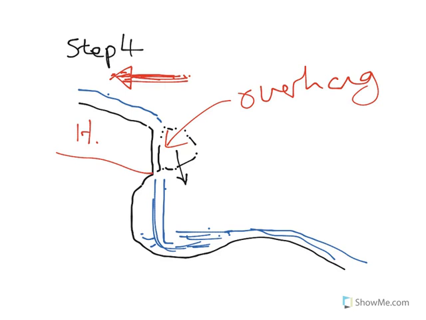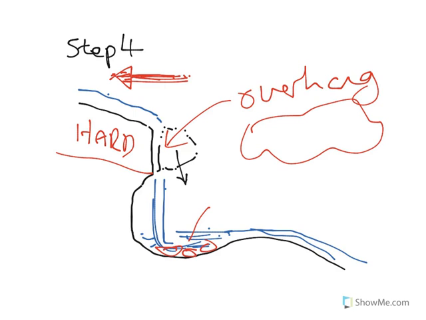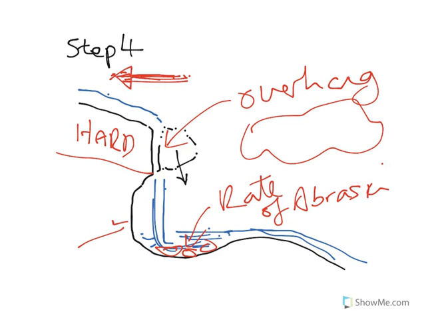Okay, so this is the hard rock again, just to remember. And you want to explain that that's now dropping. So that's no longer there. Obviously, when the overhang collapses, lots of rock gets added to the base of the plunge pool, which further increases the rate of abrasion. Okay. And the process is going to repeat all over again.